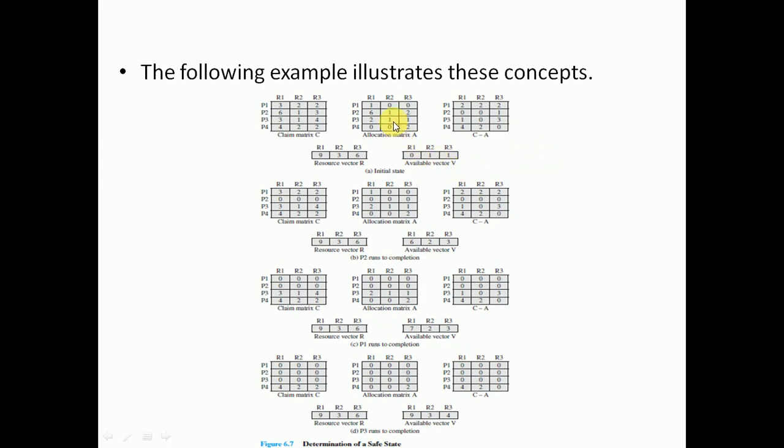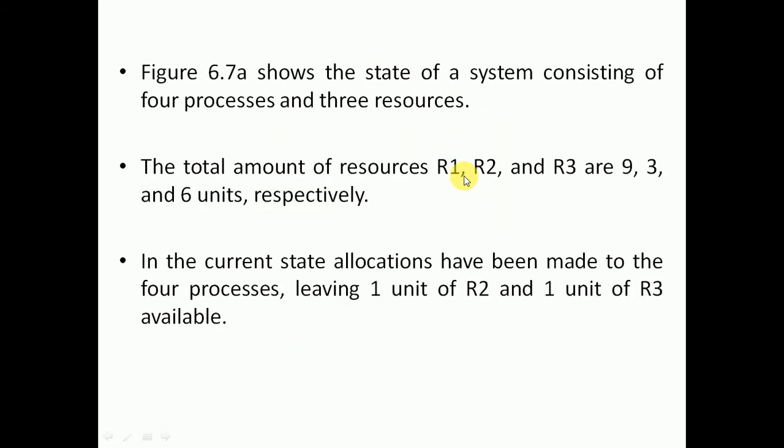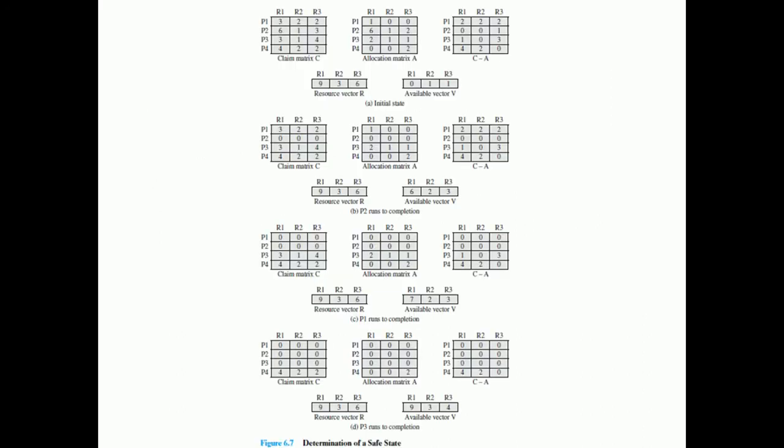Okay. And for R2, available is 1, because for all the processes only 2 instances of R2 are allocated, likewise R3. Now this is the initial state. Okay. This is the initial state. So the total amount of resources R1, R2, R3 are 9, 3 and 6 respectively. Okay. Now we have to allow the system to process, because we have allocated the resources, and then identify whether the system is in a deadlock-safe state or not.